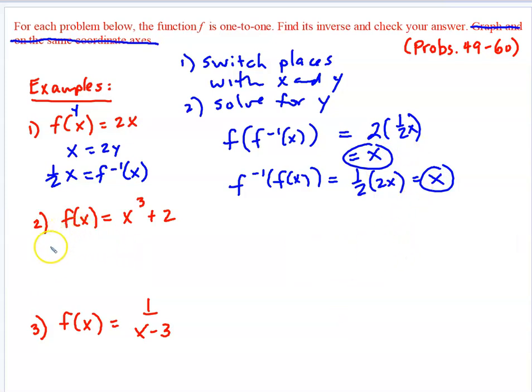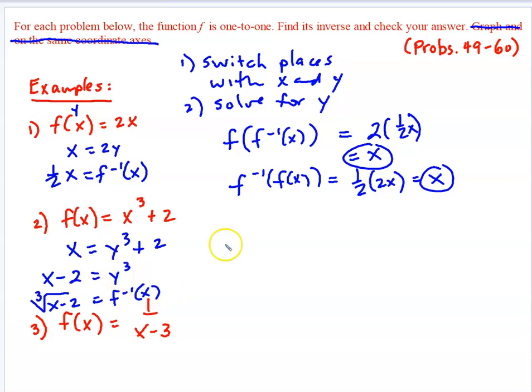Okay. For number 2, switch places with x and y. So x will be equal to y cubed plus 2, and then solve for y. So we'll subtract 2 first. And then we will do the cube root of both sides. Another way of saying raise both sides to the 1/3 power. And that gets it to y. And so instead of saying y, I'm going to say the inverse of f. So I'm calling that the inverse.